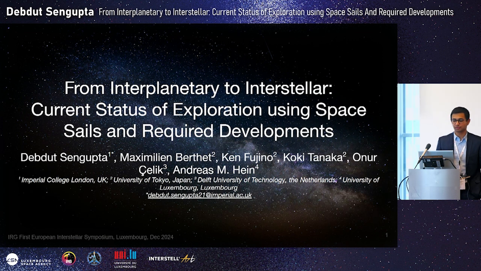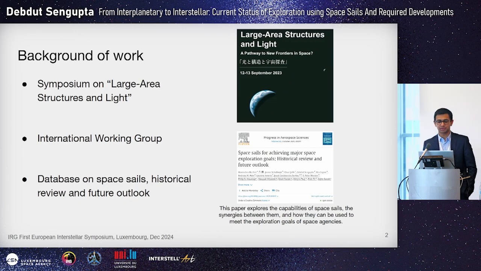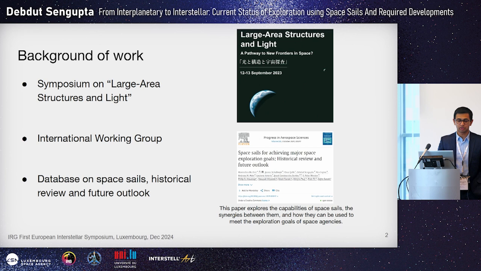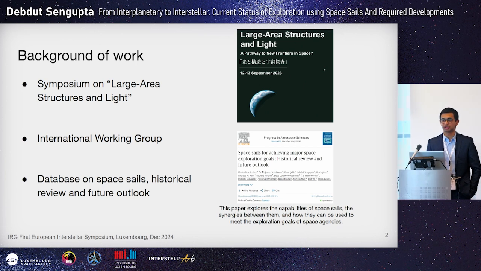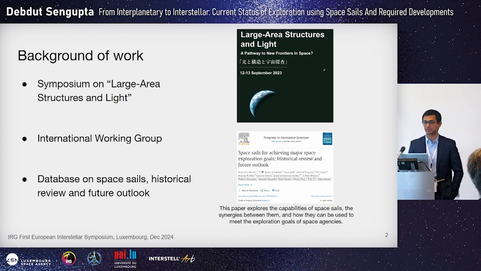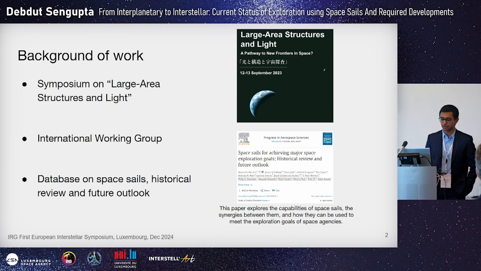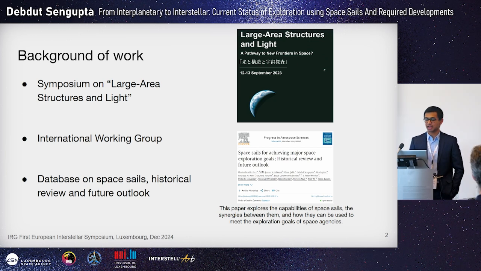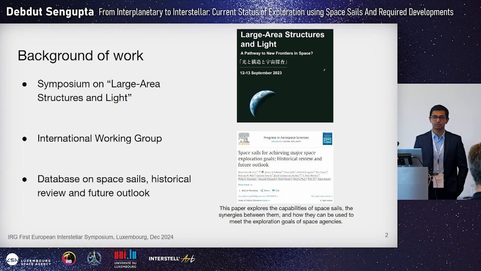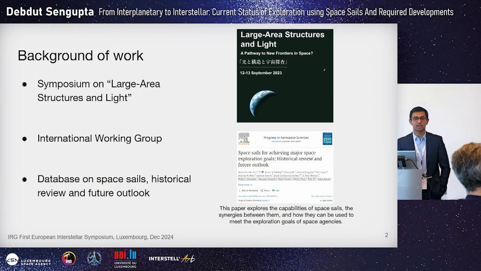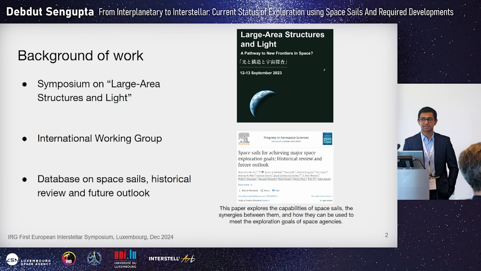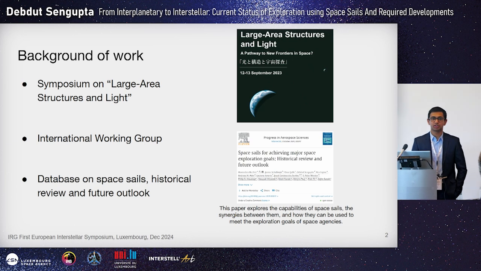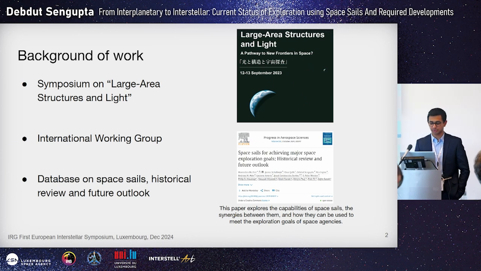To start us off, I wanted to talk a little bit about a symposium last year on large area structures and light, where many different concepts were discussed and synergies between different types of space sails were also elaborated on. After this, an international working group was established, and as part of this, we look into using these synergies to advance the technology of space sails and go from where we are today to these interplanetary interstellar missions.